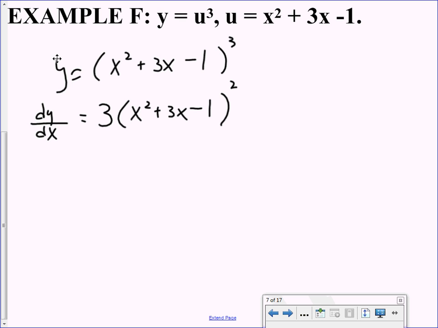Now we have to multiply this by the derivative of the inside function. The derivative of the inside function, x squared plus 3x minus 1, is 2x plus 3. So that would be a nice straightforward way to get the derivative. Just substitute and then go ahead and get dy dx.